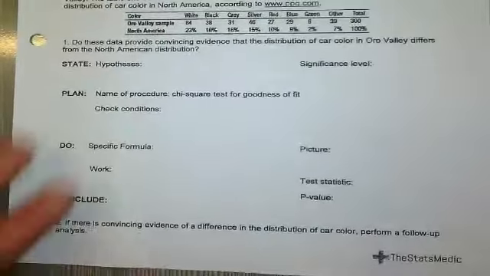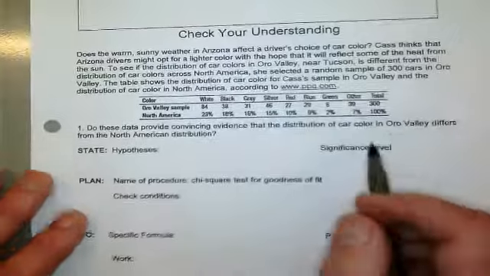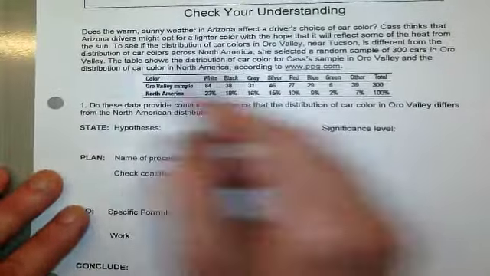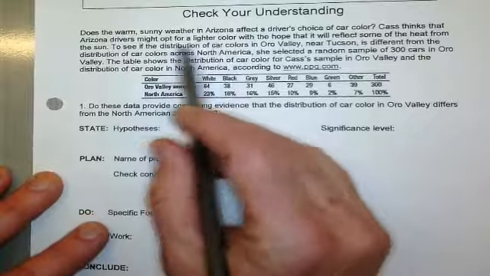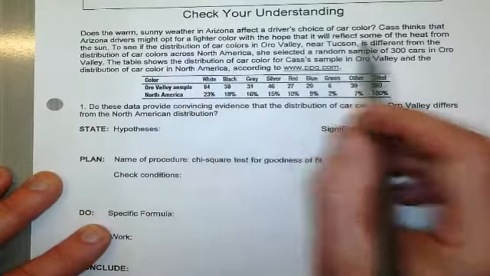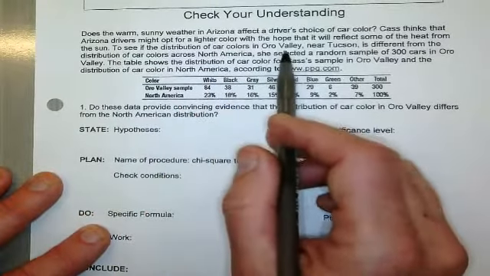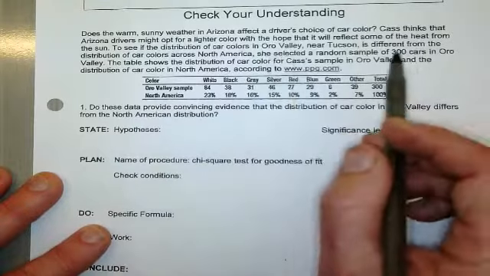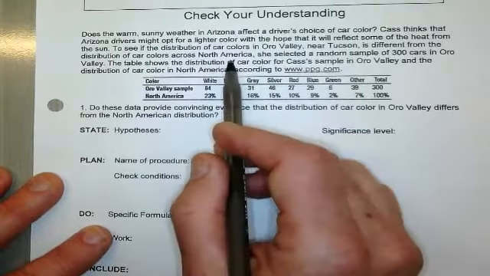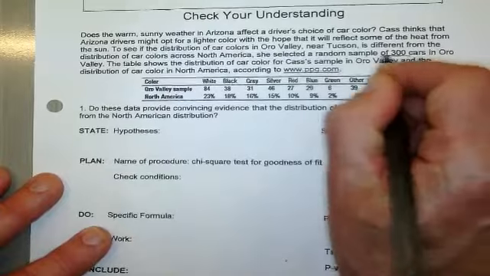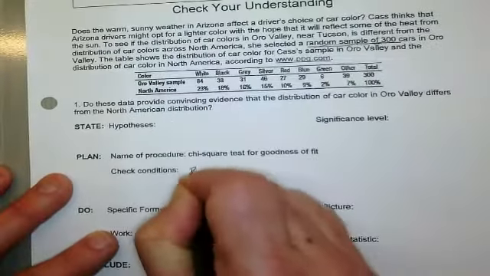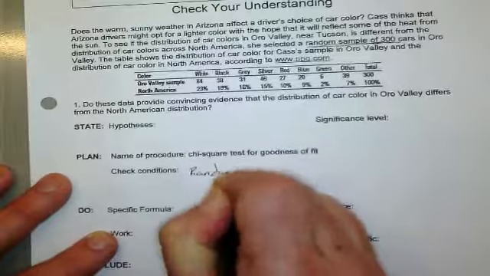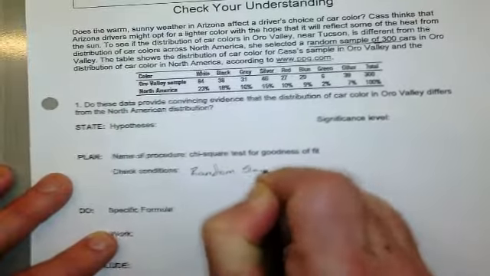So here we go. As we're looking at this, now I'm not even going to fill in that box because we've already talked about it. So we have this, read this paragraph. This driver thinks that people in Arizona opt for a lighter color car in the hope that it reflects some of the heat. She sees the distribution of cars in Oro Valley is different from the car colors across North America. She does a random sample of 300 cars. Okay, so I'm going down here to my conditions, a random sample of 300 cars.